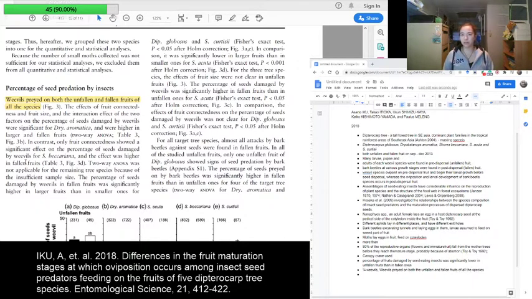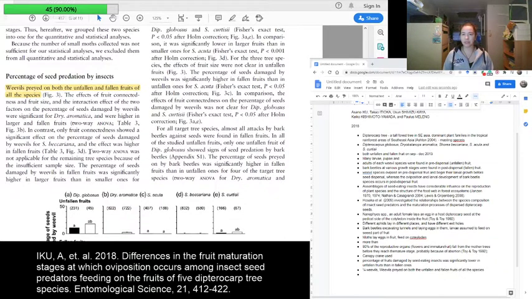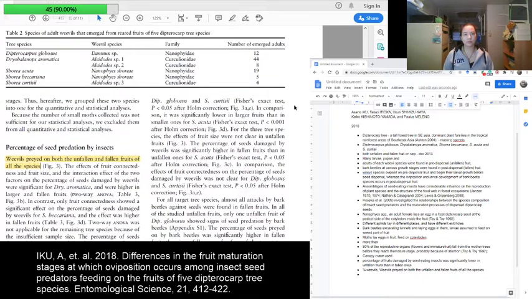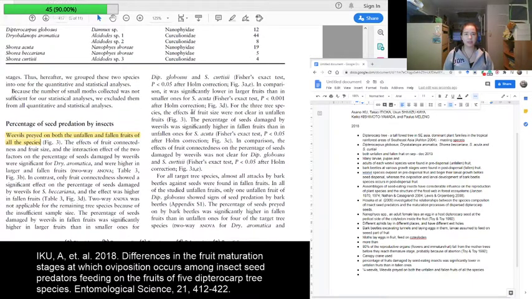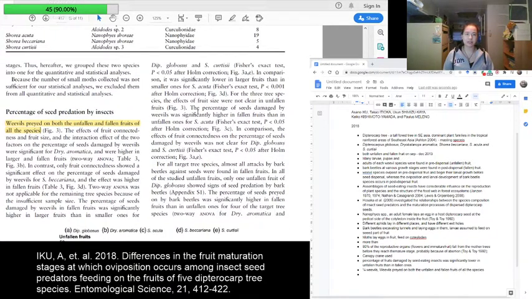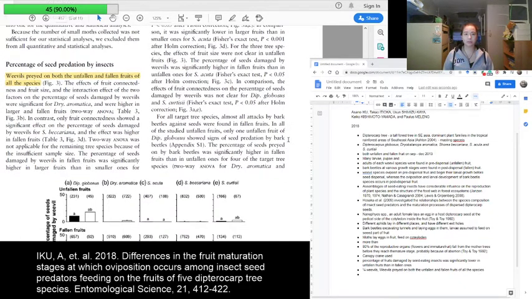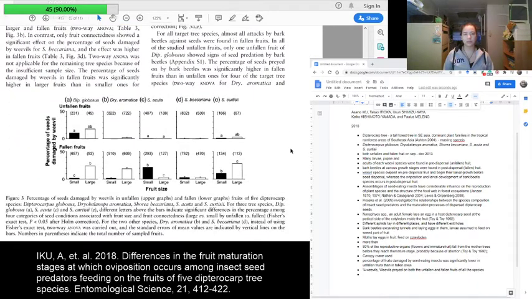Okay, so you can find a lot of different answers. We used an ANOVA for this. Comparison, significantly lower in larger fruits than smaller ones for that species. So there's differences between species. Effect of fruit connectedness: bark beetles were found in fallen fruits. Okay, let's move down.